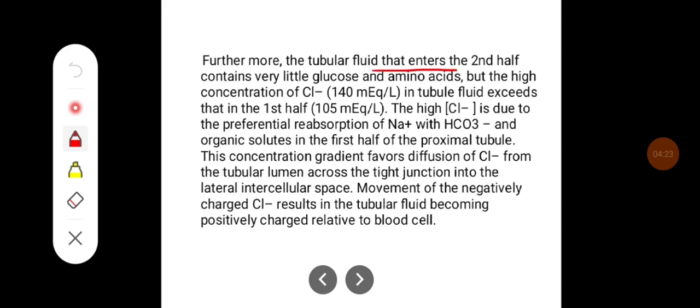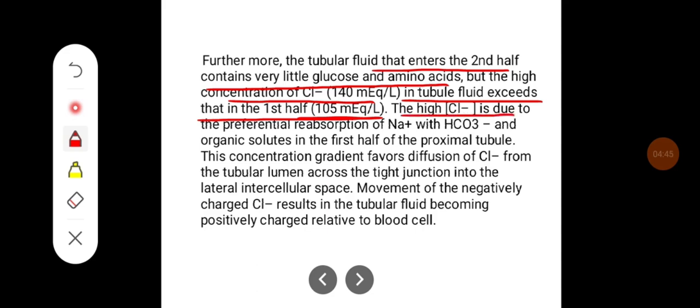Furthermore, tubular fluid that enters the second half contains very little glucose and amino acids, but a high concentration of chloride, that is, around 140 milliequivalents per liter in the tubular fluid, which exceeds that in the first half, around 105 milliequivalents per liter.